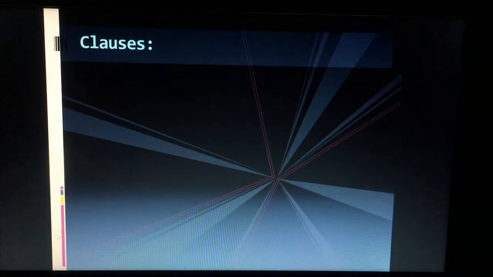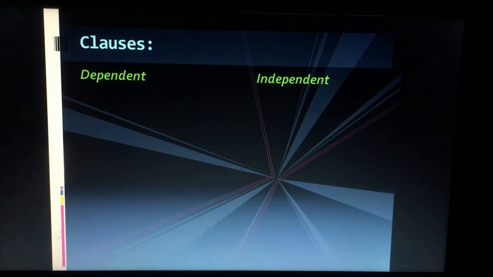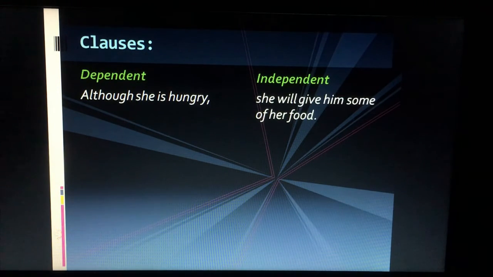So let's move on to the other slide, which will complete this thought about dependent and independent. See the example. Although she is hungry, dependent side, and she will give him some of her food, independent side. If we see it separately, the dependent one, although she is hungry, is not expressing the full thought, right? On the other hand, the independent one says she will give him some of her food. It is expressing the full thought. If we join these two, it will look like: although she is hungry, she will give him some of her food. As you can see, the dependent one is dependent on the independent clause. So these are the categories of clauses: subordinate, and the other one is main clause.